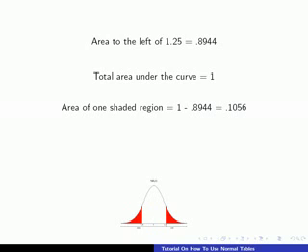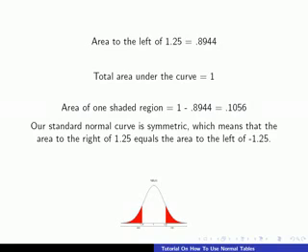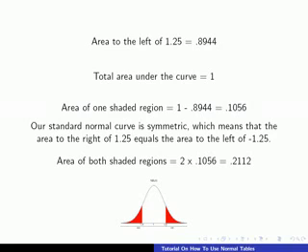This means that the area to the right of our z value is 0.1056. But we're looking for the area of both shaded regions. Because the standard normal curve is symmetric, the area of the shaded region to the right of 1.25 is the same as the area of the shaded region to the left of minus 1.25. So to work out our answer, we just multiply 0.1056 by 2 and get 0.2112 as our area.